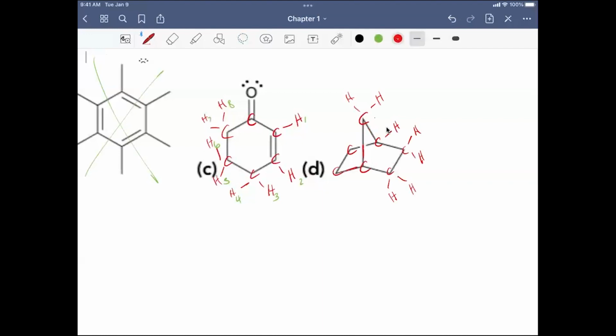This has 3 bonds, so it needs 1 hydrogen. And these ones at the end are the same as the other end. They both have 2 bonds, so they need 2 hydrogens. So counting up the hydrogens, we have 1, 2, 3, 4, 5, 6, 7, 8, 9, 10, 11, 12. Alrighty, a lot of counting.